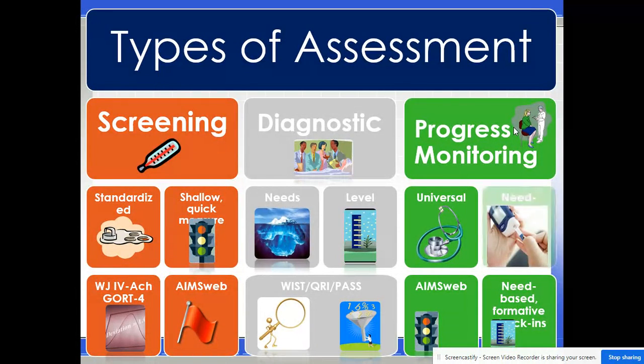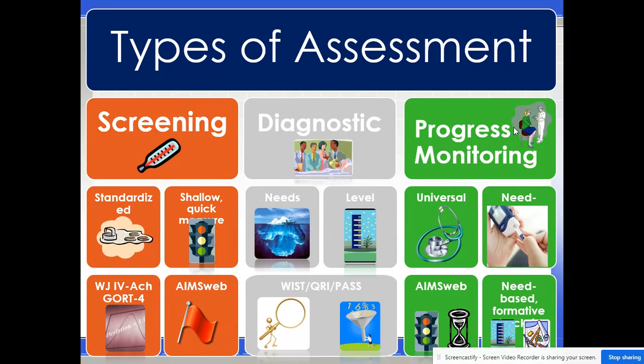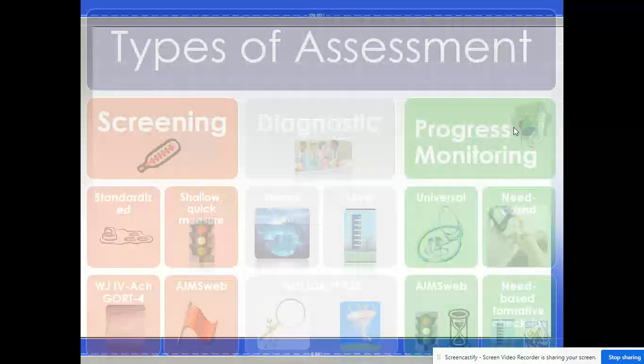The same with the blood sugar, the glucose meter there. You're checking to see where your glucose is at. Some screeners that do that: AimsWeb, and STAR now has a progress monitoring piece. It is needs-based, and it's a formative piece that helps you go back into that cycle to meet the needs of the students.